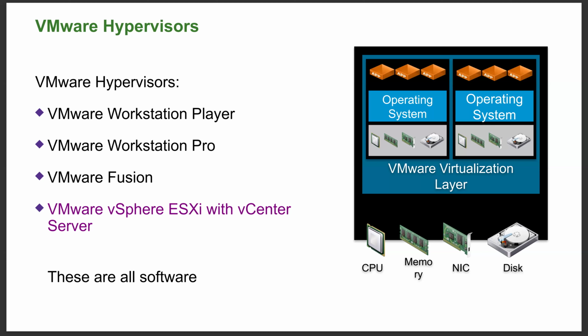There's also VMware Workstation Pro. VMware Workstation Pro is also used for a single device, and there's VMware Fusion. The first two mentioned are used in the Windows environment, and VMware Fusion is used in the Mac OS environment. You might notice I have the VMware vSphere ESXi with vCenter Server colored differently. The reason for that is this is the one we will be talking about during this session.